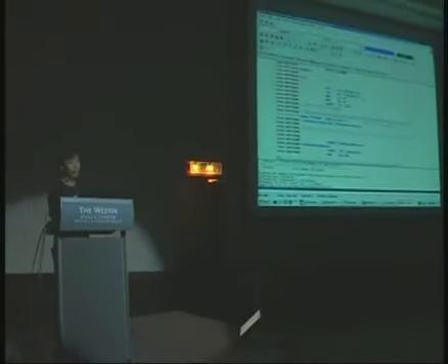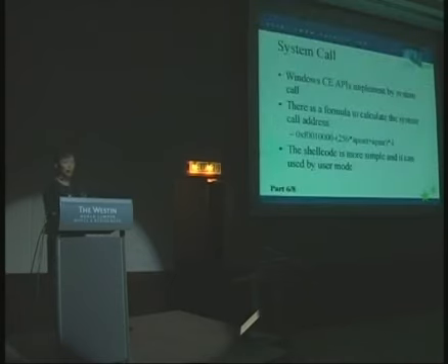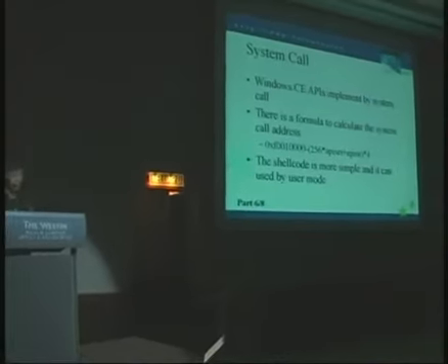Some APIs only use the system call, such as the set kernel mode API. It won't use the kernel space. It just uses the system call. Well, there is a formula to calculate the system call address. It's like this. It's very simple.